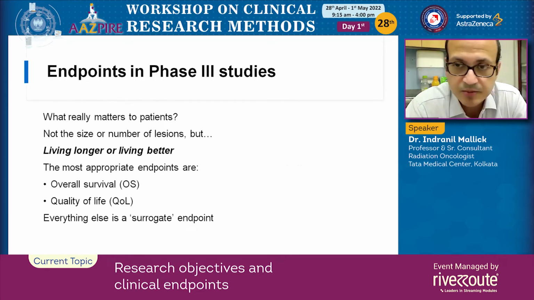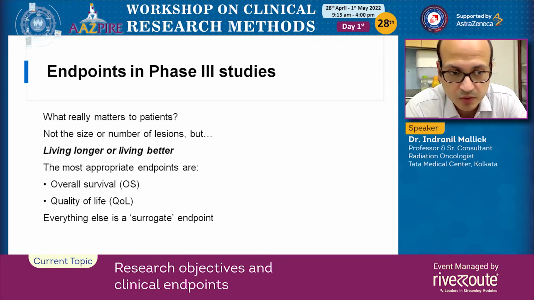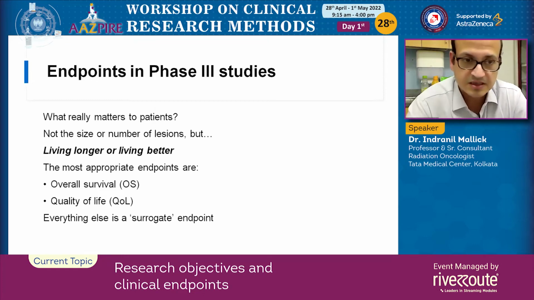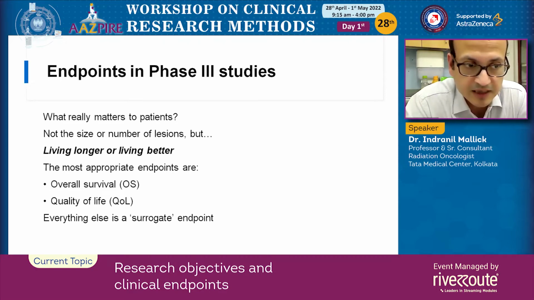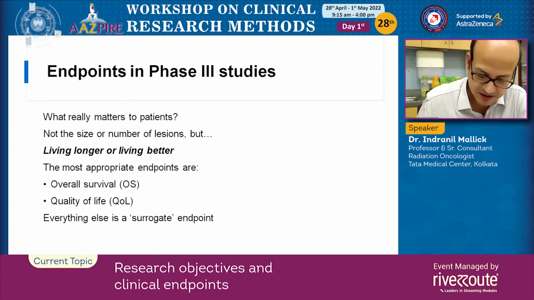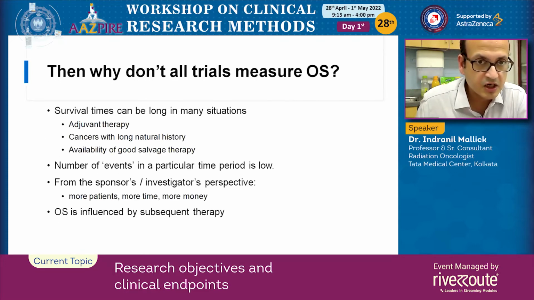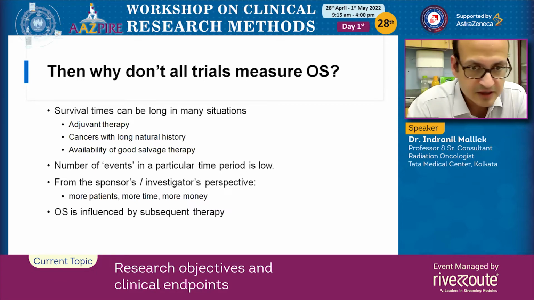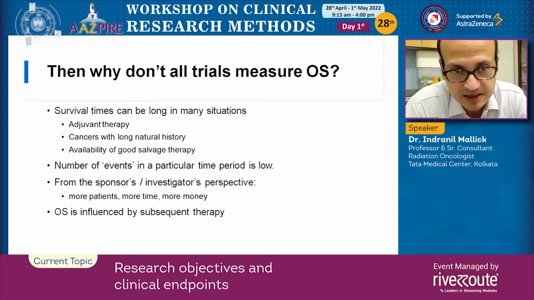And the most appropriate endpoints, which everybody agrees upon, are the overall survival and the quality of life. Everything else is really what are known as surrogate endpoints. What does this term surrogate mean? The term surrogate means it is a pointer. It reflects what's going to happen to either overall survival or quality of life. Usually it's a reflection of the overall survival. So then if overall survival is really the most important endpoint in any oncology clinical trial measuring a treatment that is supposed to improve outcomes, then why don't all trials measure overall survival?